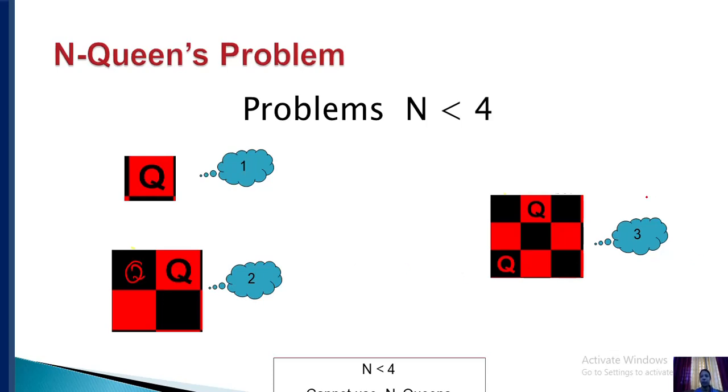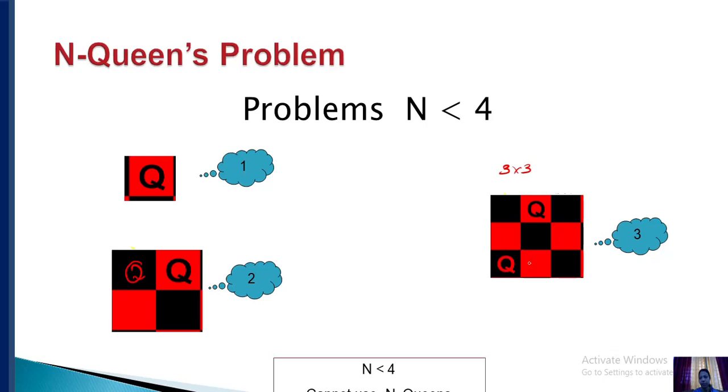And for example, if the chessboard is 3 cross 3, we will be given 3 queens. So if I place the first queen in this cell and if I place the second queen in this cell, it will vertically clash with this queen. And if I place the second queen in this place, it will diagonally clash. And if I place the next queen here, it will definitely clash vertically with the first queen.